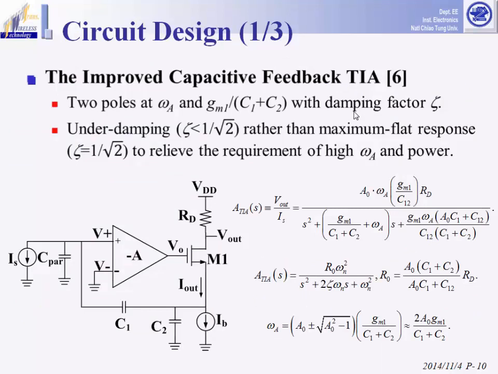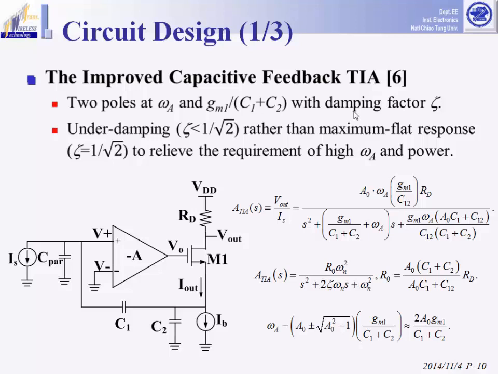And this slide shows the TIA circuit architecture firstly demonstrated in reference 6 by Mr. Razavi. And by comparing the denominator of the closed-loop transfer function with the second-order system standard form below, the OP amp bandwidth omega A could be solved as equation 3 for maximum flat response. However, such a requirement was too strict to reach for low-power design. And we made omega A lower than that to have a second-order underdamped system.